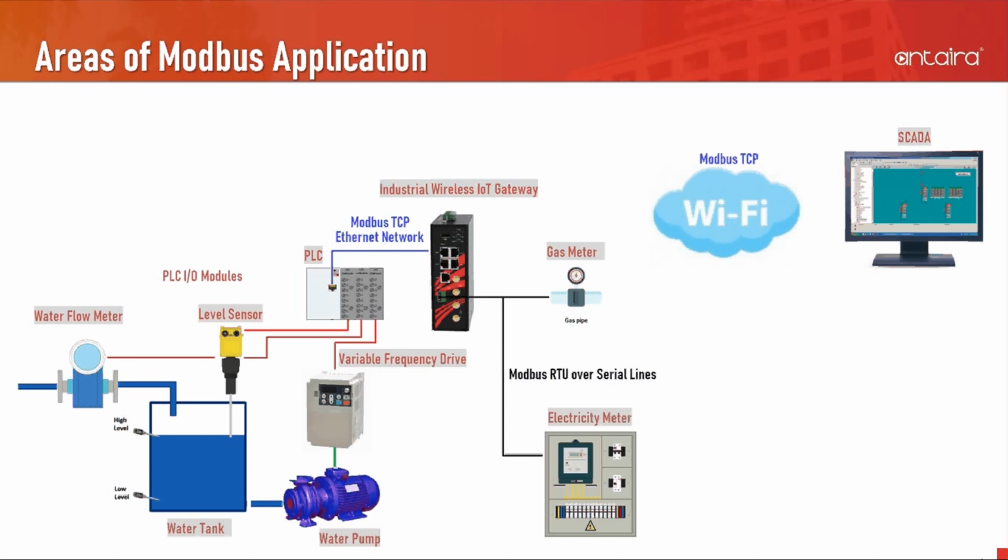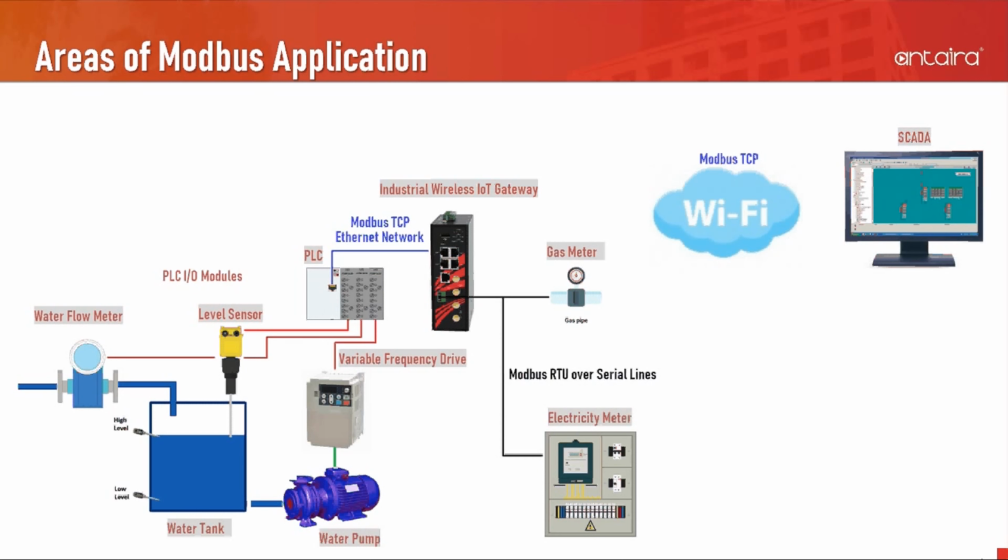When the water drops below the predefined level, the level sensor will notify the PLC. The PLC will then instruct the variable frequency drive to increase the motor speed of the water pump in order to bring it back to the predefined level.